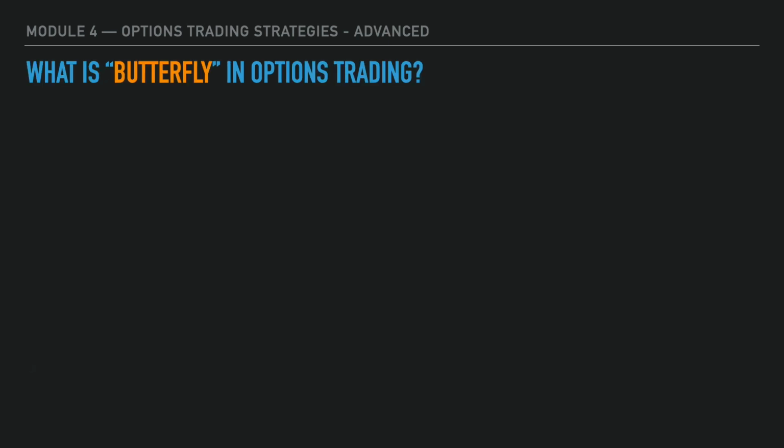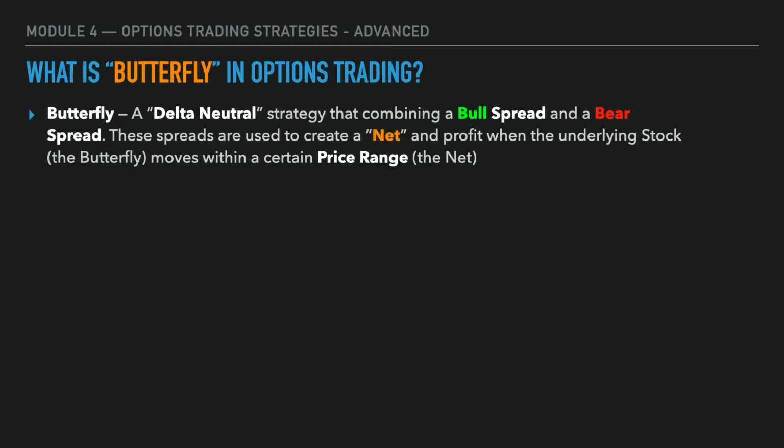So what exactly is a butterfly in options trading? Butterfly is also a delta neutral strategy that combines a bull spread combo and a bear spread combo, which we have discussed back in Module 3, all different types of option spread combos. All these spreads involve either all call options or all put options, used by traders to create a net for the underlying stock price to move within a range and eventually make profits as long as the stock price does not move out of this butterfly net or price range.